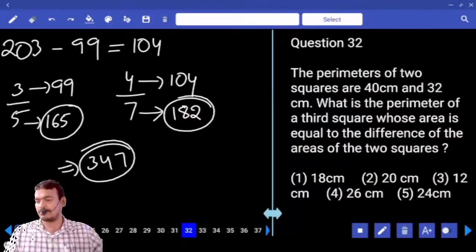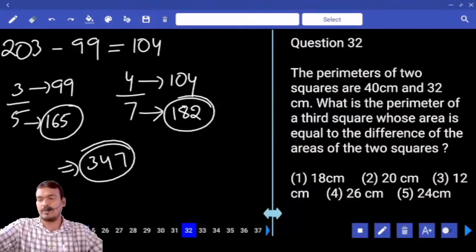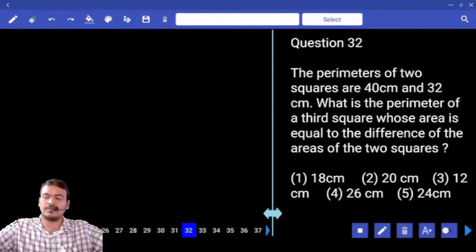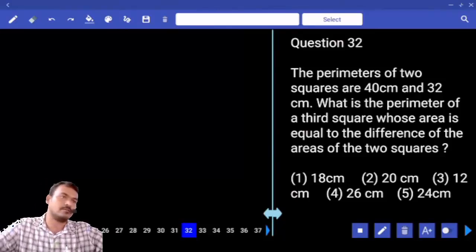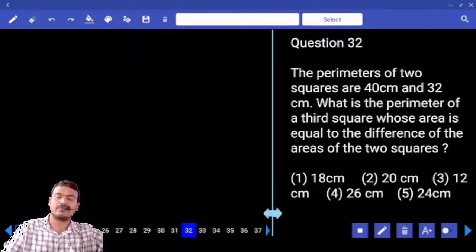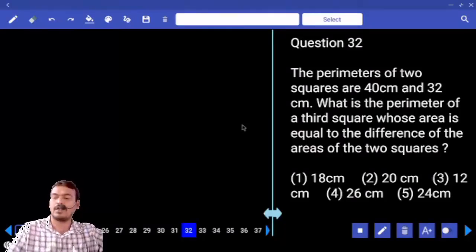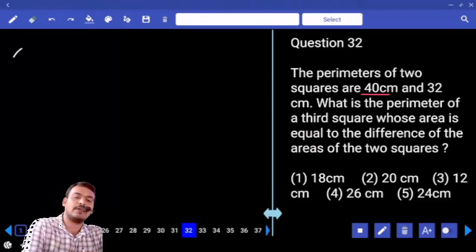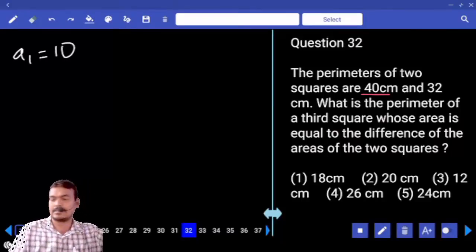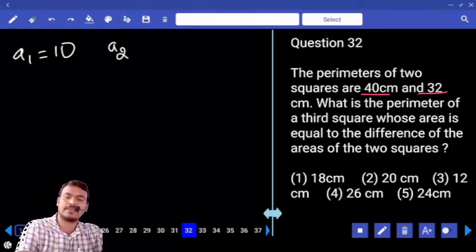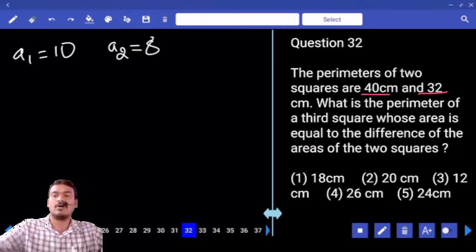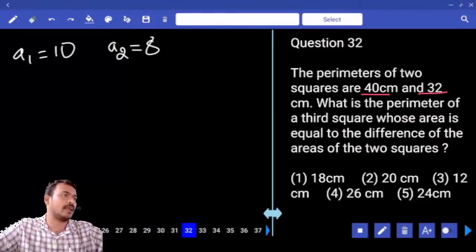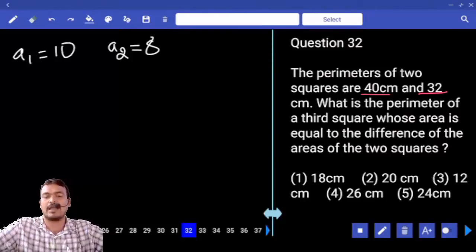Next question number 32. The perimeters of 2 squares are 40 centimeters and 32 centimeters. What is the perimeter of a third square whose area is equal to the difference of the areas of the 2 squares? Okay. What is the perimeter of a square? 4a. First one is 40, means a1 value is 10. Next, the second square perimeter is 32, then the side of the second square is 8. 4a1 = 40 means a1 = 10. 4a2 = 32 means a2 = 8.